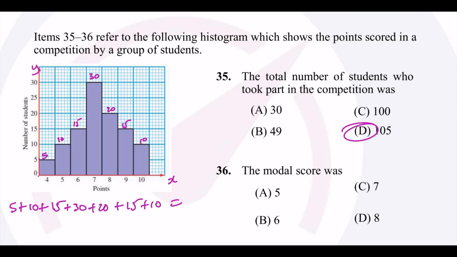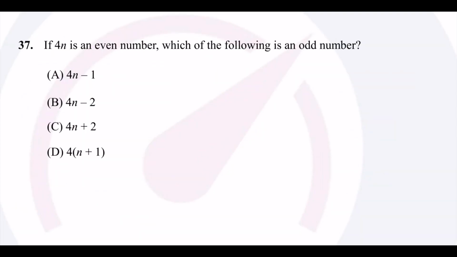The one with the highest bar would be 7 points, so the modal score is going to be 7. Alright, question 37: if 4n is an even number, which of the following is an odd number?